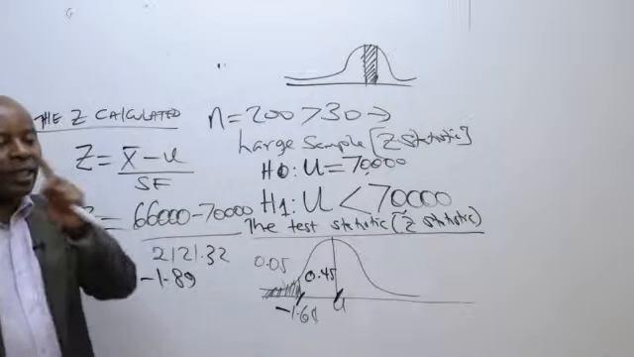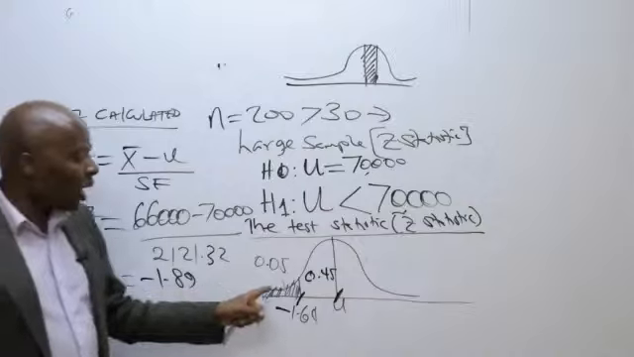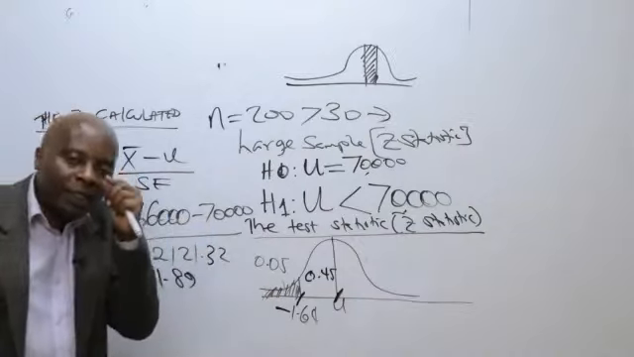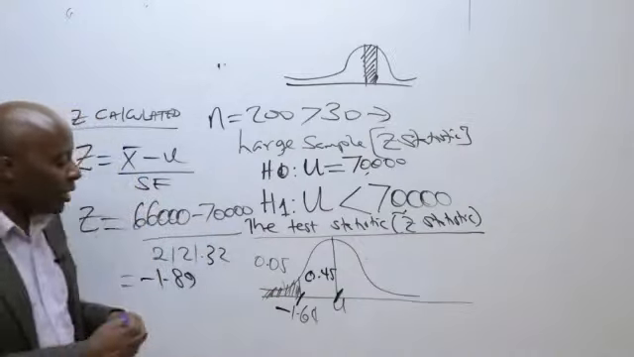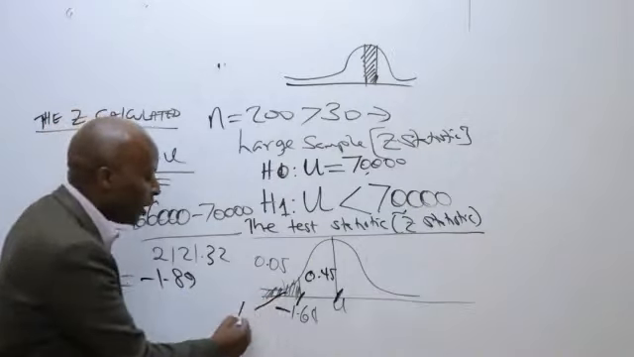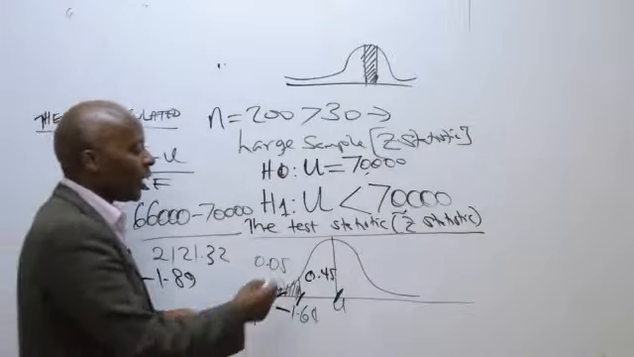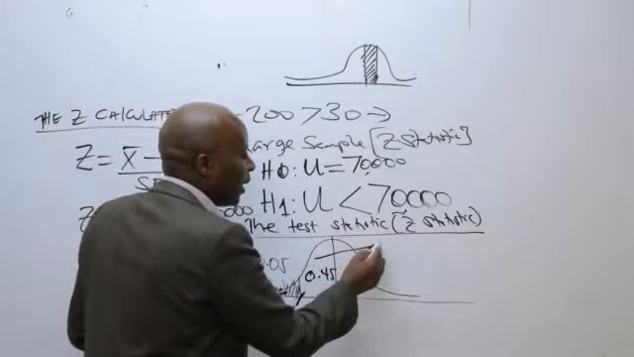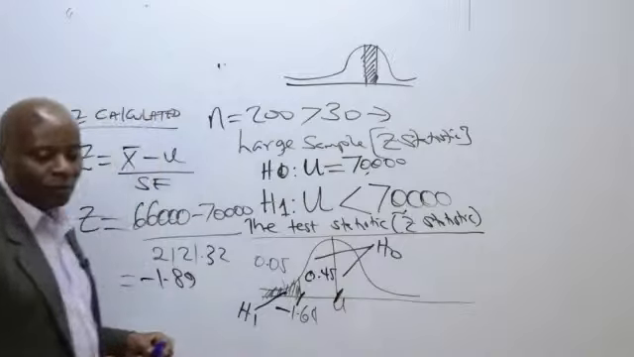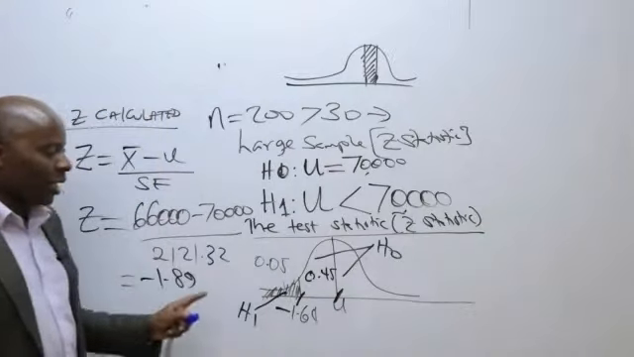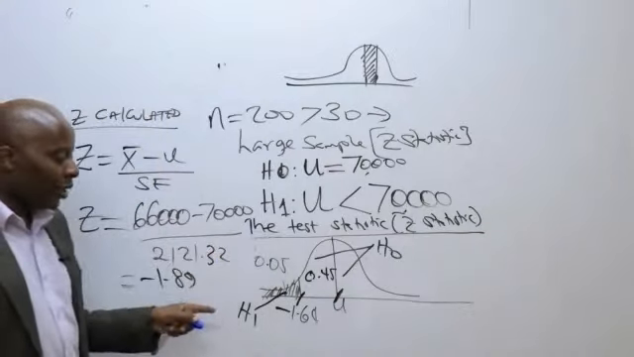There is one thing that I forgot to tell you. Once you have these shadings, remember that the shaded area is an area of H1. This shaded area is an area of H1. And then the unshaded area, all these two areas are areas of who? Of H0. Unshaded area is H0, and then the shaded area is H1.